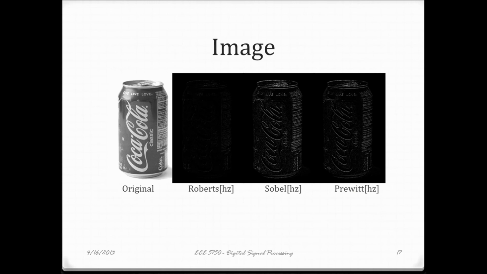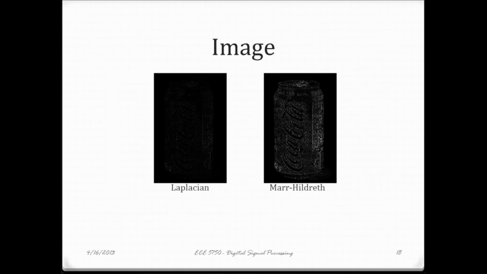As you can see here, I've used three different filters. Sobel and Prewitt operator clearly show the textual data. Second order derivative operators are useful in showing the outer edges much more clearly than the inner textual data.